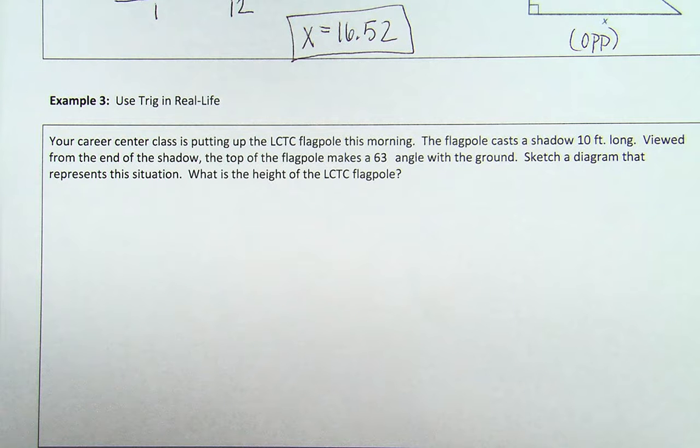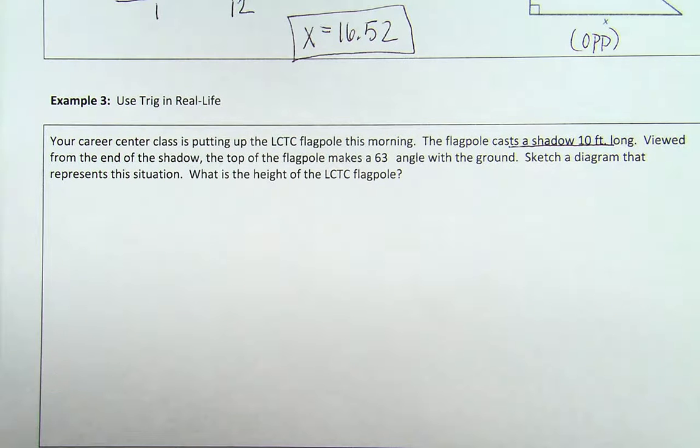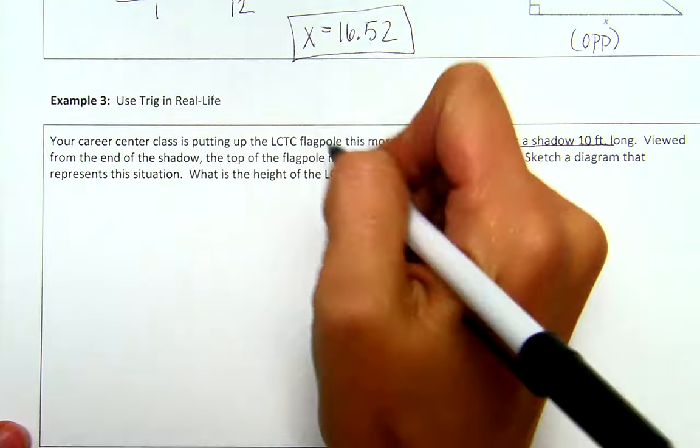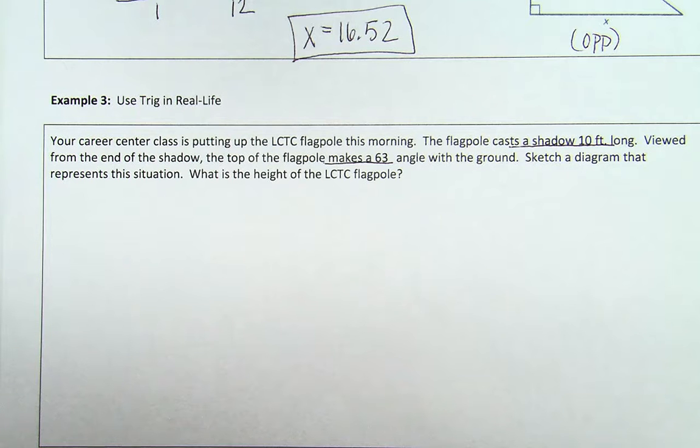The flagpole casts a shadow 10 feet long. Viewed from the end of the shadow, the top of the flagpole makes a 63-degree angle with the ground. We want to sketch a diagram that represents the situation and find the height of the Career Center flagpole.